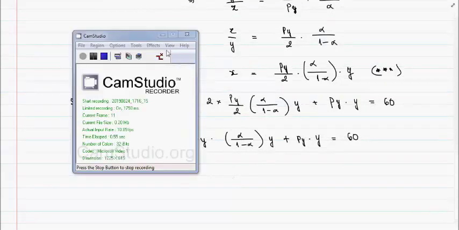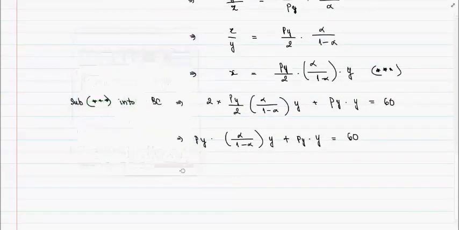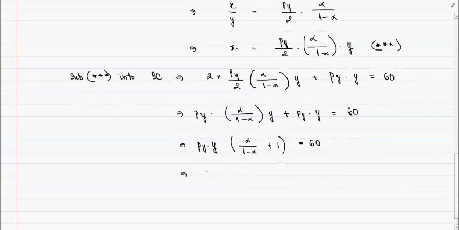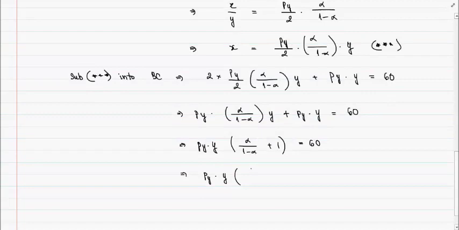So if I factorize it, and I take py times y out of the bracket, then inside I've got alpha on 1 minus alpha plus 1, and that is equal to 60. And so py times y, now this is going to be alpha plus 1 minus alpha, everything divided by 1 minus alpha. Okay, and that is just 60.